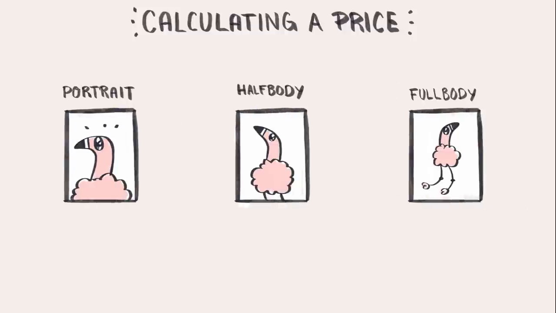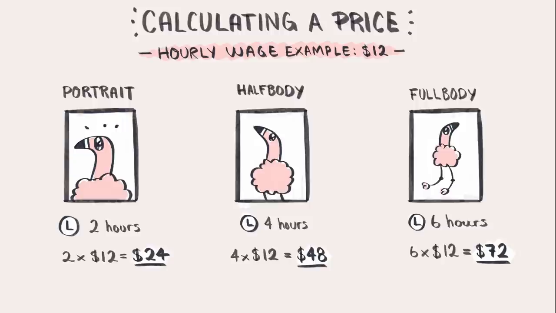Now, write out the types of commissions you'll be offering. How long will each type of commission take you? Multiply the number of hours with your hourly wage. That's the price for your time working on the commission. The client should at least pay you this.